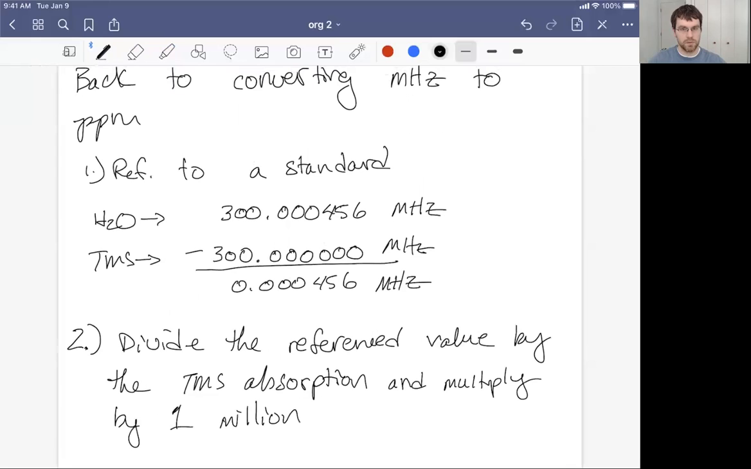Turns out here, we want to multiply things by 1,000,000 to make them look nice. So what we have here is 0.000456 divided by 300 times 1,000,000, which is 1 times 10 to the 6th. If you do that math, first of all, you cross out the megahertz units.